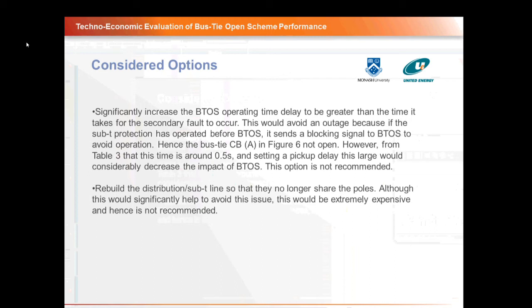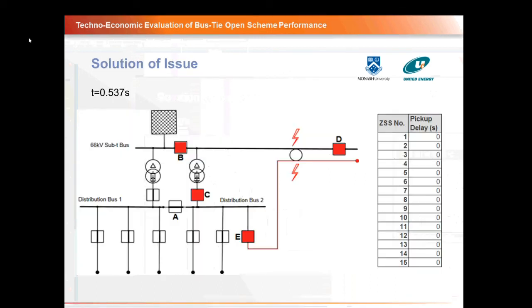Another option we considered was to rebuild both the distribution and the sub-T lines on separate poles, but this is extremely costly, so it's not an option that we considered. The more practical solution which we proposed was for a change of logic in the relays. So the change of logic that we want is for the bus tie circuit breaker or circuit breaker A to reclose whenever circuit breaker C or the transformer circuit breaker trips.